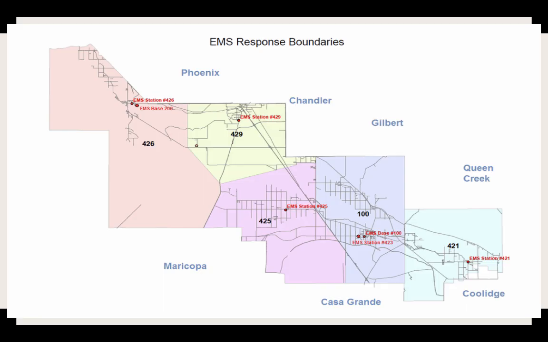So here we have a static deployment map for you. You'll see the different EMS stations, EMS bases located throughout these communities, with those colored areas being their primary response areas. Down there in the bottom right, you've got EMS station number 421, and that ambulance will respond within that light bluish colored area.